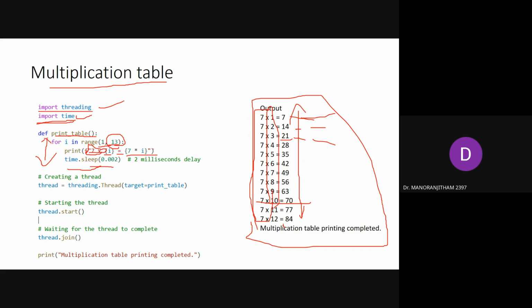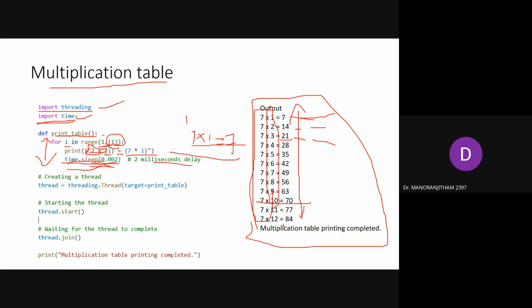What this means is, for the i value, it will start with 1. So the first time it runs, it will print 7 into 1 equal to 7. This line will print. Next, once the first line is printed, I'm asking the thread to wait for 2 milliseconds. In some applications you have to ask the thread to wait for some time. In those cases we have to use the time.sleep method.